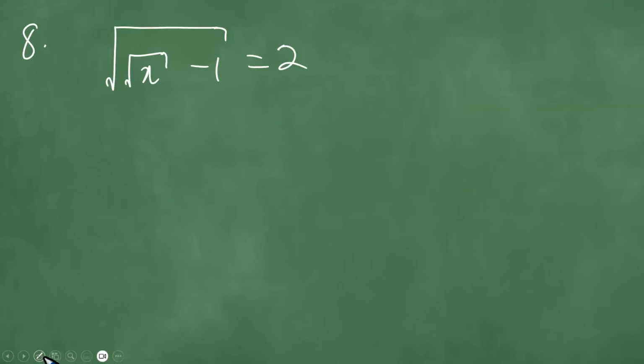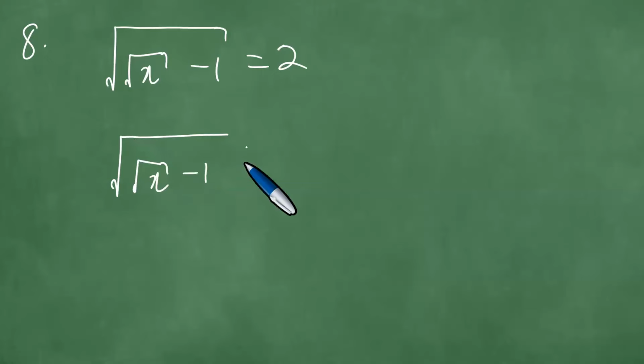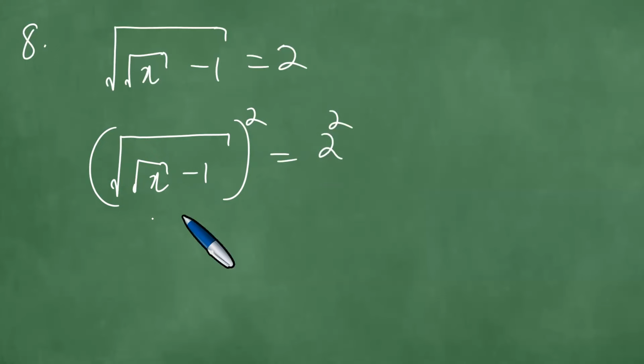Right, so okay, what did you do? I got rid of the square root first. Good. So we square both sides of the equation. If you square both sides, the square root goes away, and you're left with what is under the square root, and 2 squared is 4.